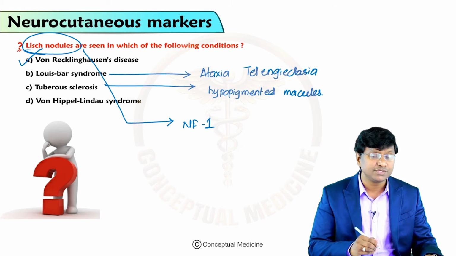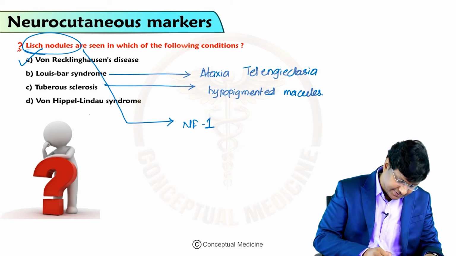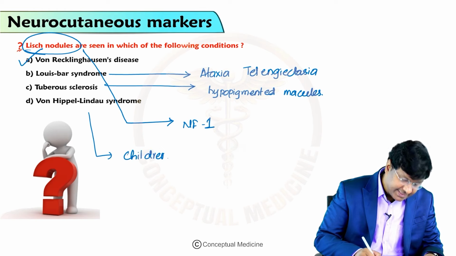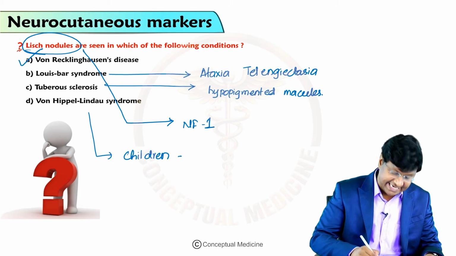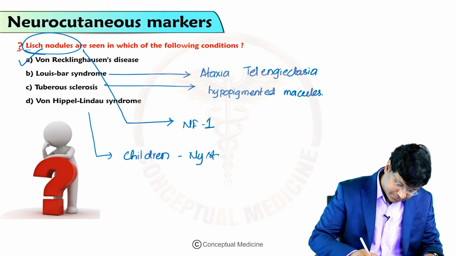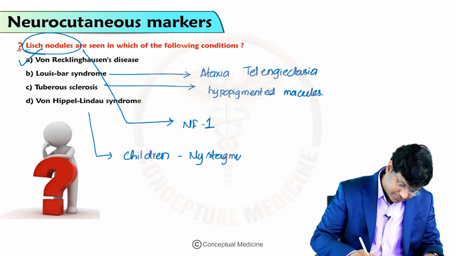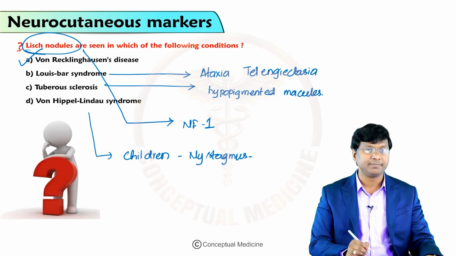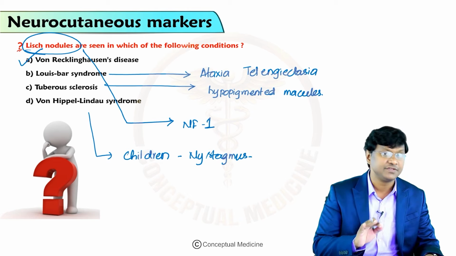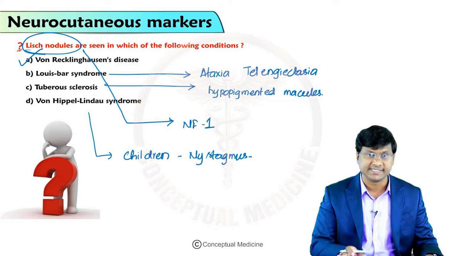Then von Hippel-Lindau syndrome is also present in children, and these individuals have nystagmus. Right, so that is your von Hippel-Lindau syndrome. So leash nodules are seen in neurofibromatosis type 1, which is nothing but your von Recklinghausen's disease.